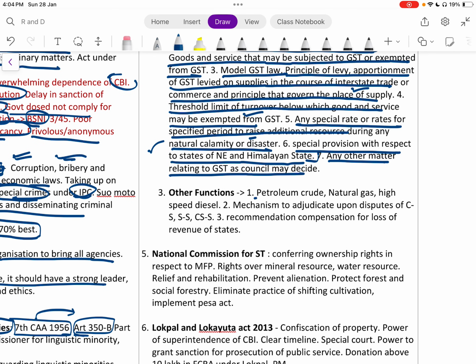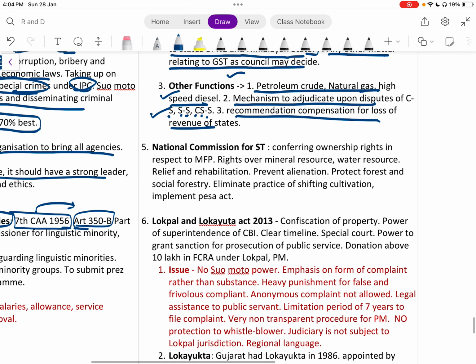Other functions include deciding when petroleum, crude, natural gas, and high-speed diesel should be included in GST. Mechanism to adjudicate disputes between center and state, and between states. Recommendation of compensation for the loss of revenue to the states.